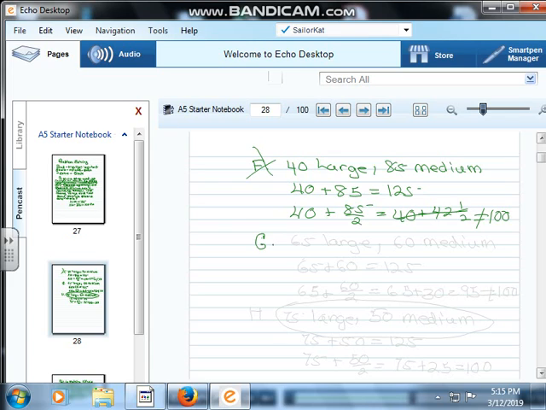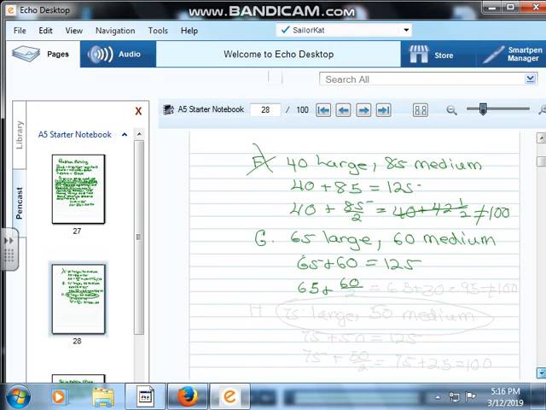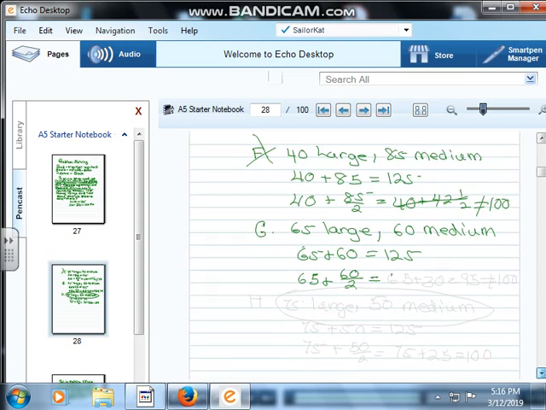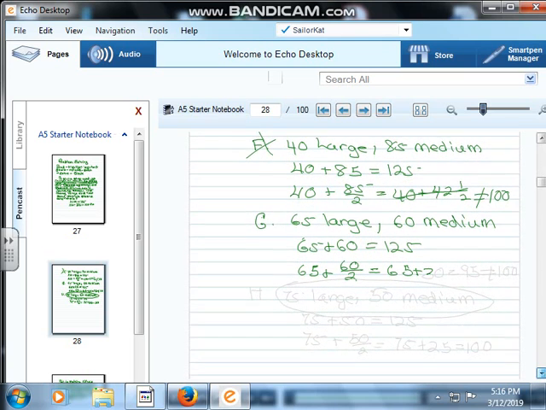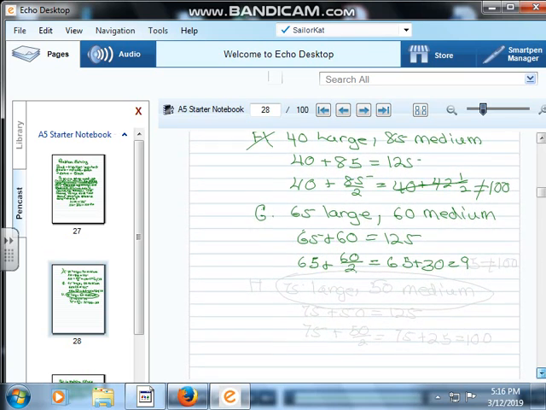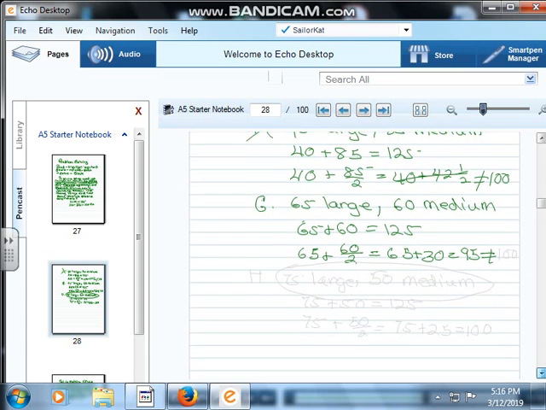G says 65 large and 60 medium. Again, we'll see that 65 plus 60 is 125. And then if we use the pounds, we've got 65 plus 60 divided by 2. Remember, it's a half a pound, which is equal to 65 plus 30. And that is going to equal 95 pounds, which is not equal to 100.